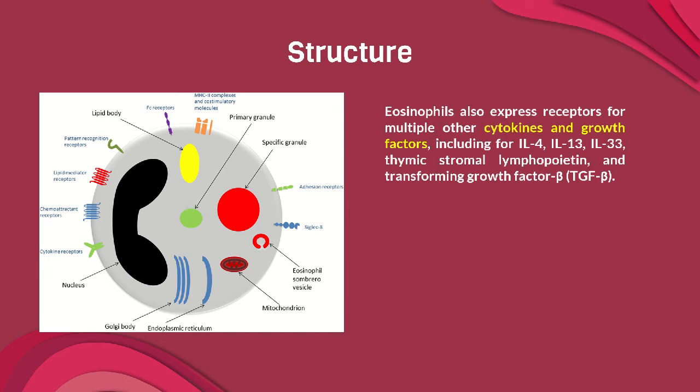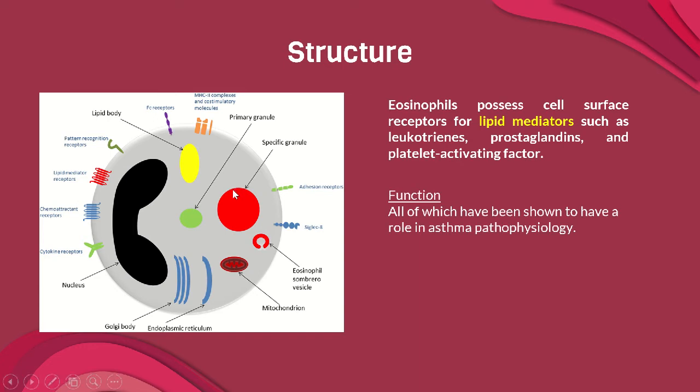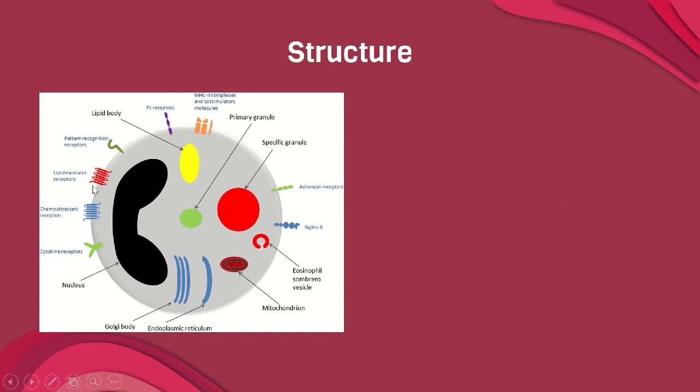Eosinophils also express receptors for multiple other cytokines and growth factors, including interleukin-4, interleukin-13, interleukin-33, thymic stromal lymphopoietin, and transforming growth factor beta. Eosinophils also possess cell surface receptors for lipid mediators, such as leukotrienes, prostaglandins, and platelet activating factor, all of which have been shown to have a role in asthma pathophysiology.